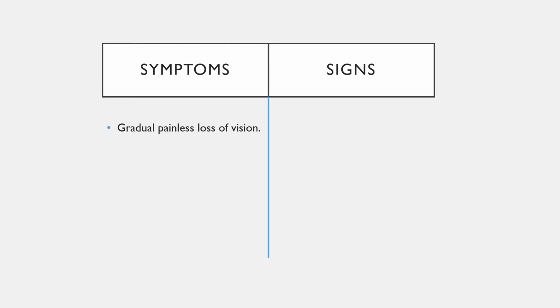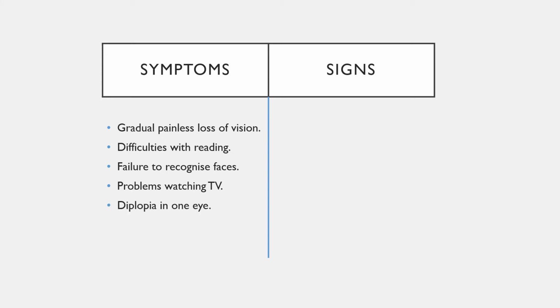So what this might be described as by the patient: difficulties with reading. That opacification means they can't focus on the words in front of them. Can't see the words in front of them. Failure to recognise faces, because actually this is kind of a clouding of the lens, so they might still be able to see the person, but pinpointing the face, seeing the actual distinct features of that person's face might be difficult for them. And again, this will affect them watching TV. Another thing is diplopia in one eye.